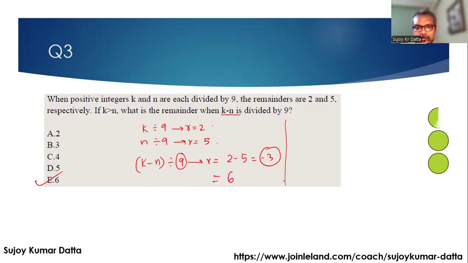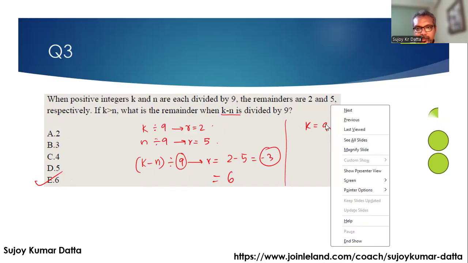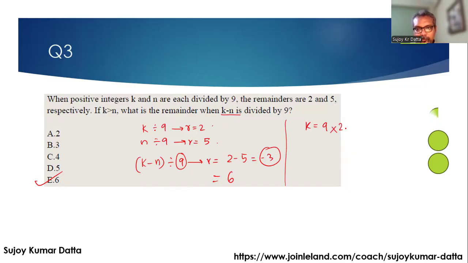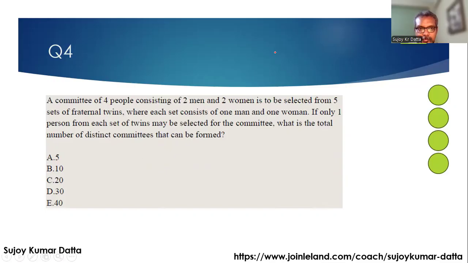Alternatively, we can just pick some numbers. So divided by 9, a remainder 2 could be, for example, 9 times some quotient. So we can take, let's say, the quotient to be 2 plus 2. So 20. And n can be, let's say, 9 times 1 plus 5. So that's 14. So when you subtract them, you get 6. 6 divided by 9, obviously, it doesn't divide. 6 itself is the remainder. Let's go to the next one.